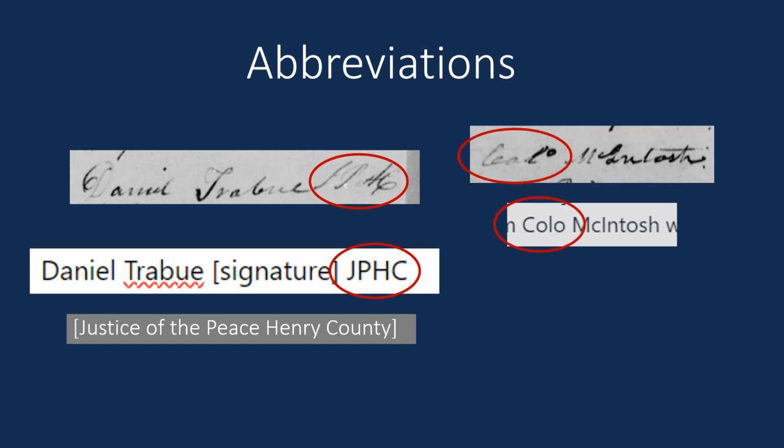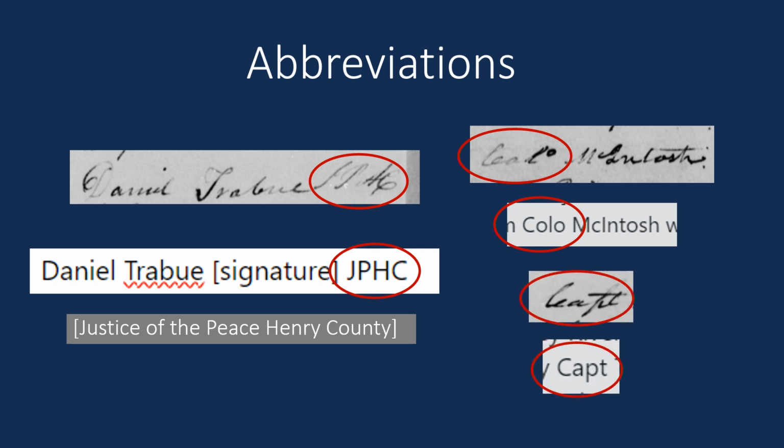Superscripted letters cannot be done in the transcriptions. So as in Colonel, with the O superscripted, just write C-O-L-O. Captain, in this case, had no period, so type it without the period.